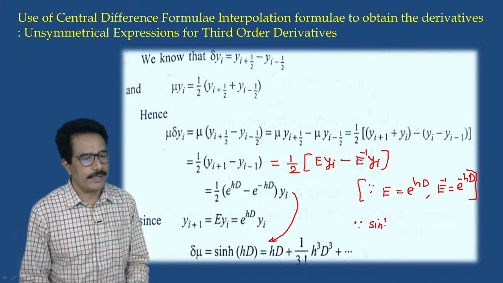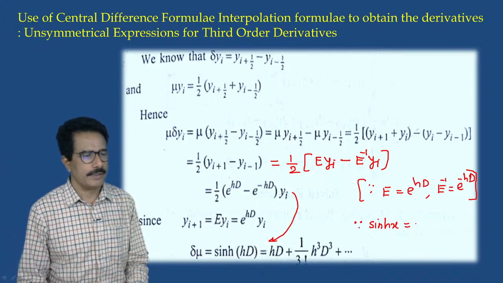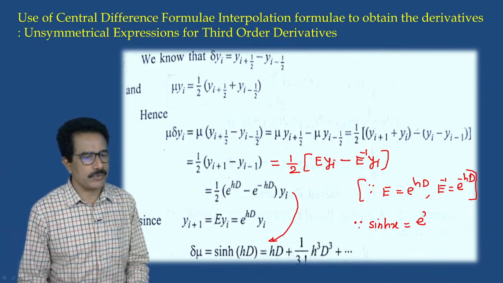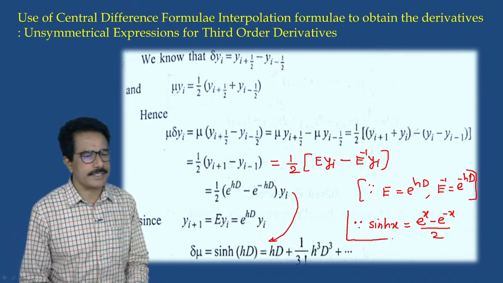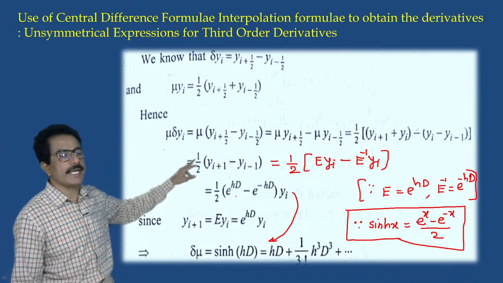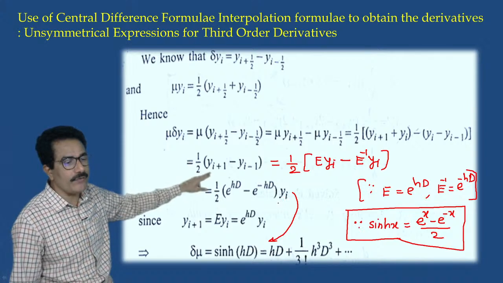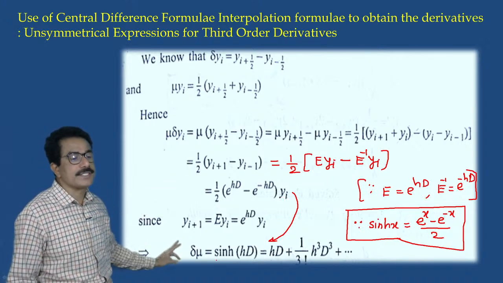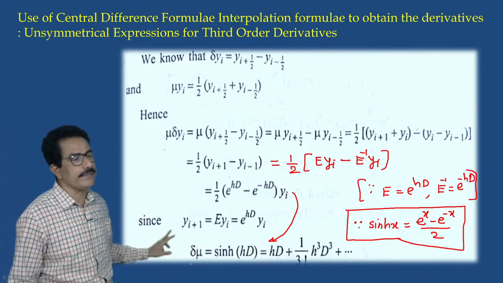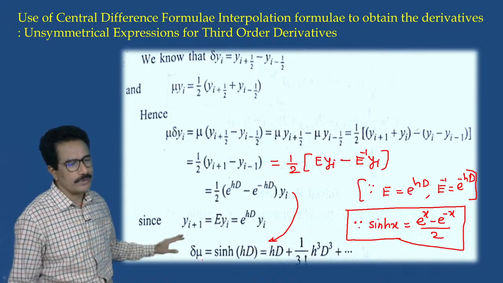sine hx equals e raised to x minus e raised to minus x divided by 2. This is the formula for the sine hyperbolic function. So we can write e raised to hd minus e raised to minus hd of y. We can write sine hyperbolic of hd, which is mu delta or delta mu.